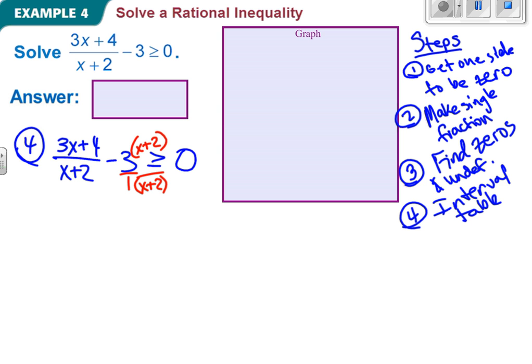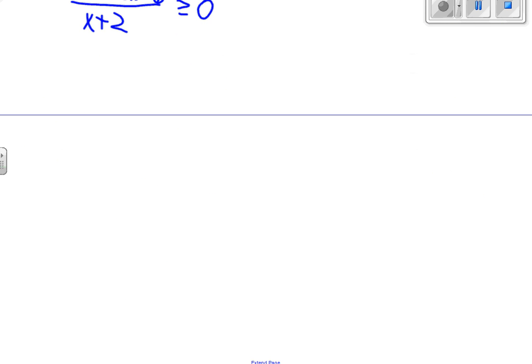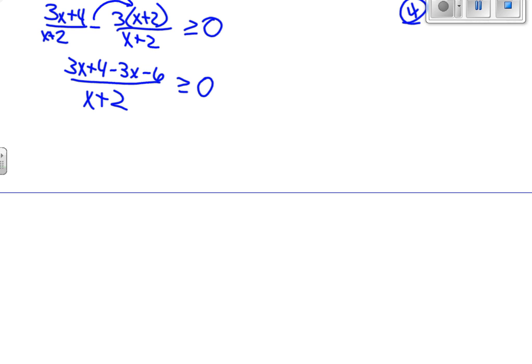I'll just rewrite this one more time. (3x + 4)/(x + 2) minus 3(x + 2)/(x + 2), just to kind of see that that's my common denominator. And then I'll write it as a single denominator, x plus 2. I want to be careful when I distribute that to distribute it as a negative 3. So I have 3x + 4 - 3x - 6 is greater than or equal to 0. And this one turns out to be unremarkable in my mind, but that's okay. So what's 3x minus 3x? They cancel out. What's 4 minus 6? So I get -2/(x + 2) is greater than or equal to 0.